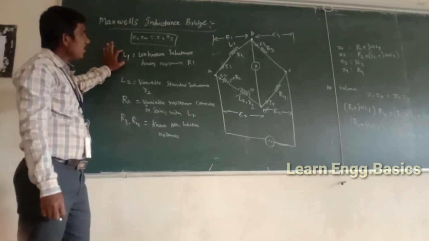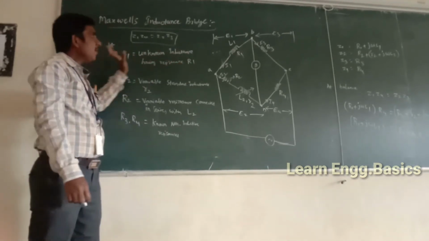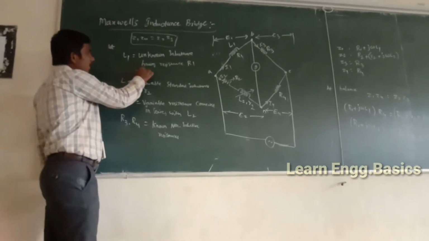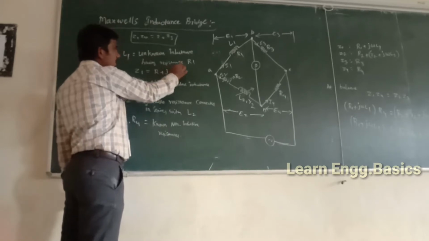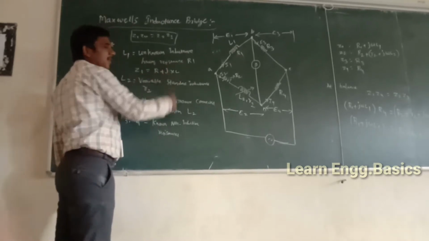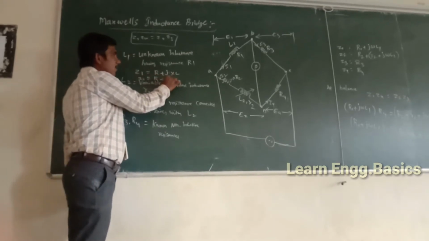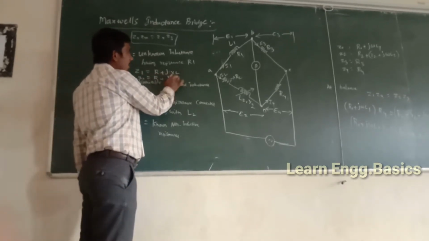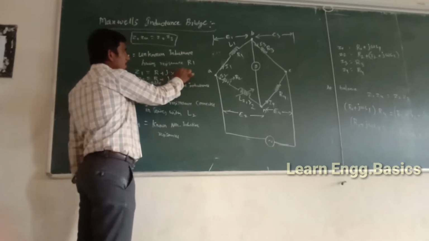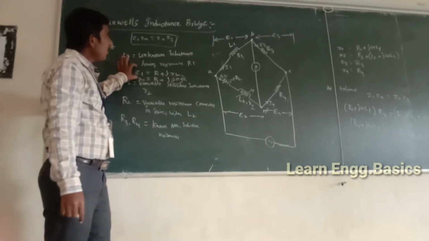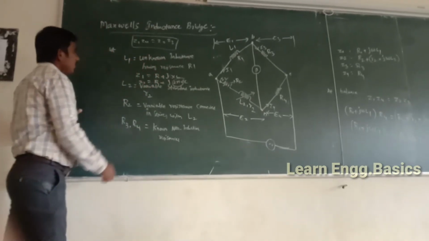Let L1 be the unknown inductance having internal resistance R1. Every inductance can be represented by impedance Z1 equal to R plus j omega L, or j XL. XL is known as 2 pi F L, and we can write 2 pi F as omega, so Z1 can be written as R plus j omega L. We have to remember that.